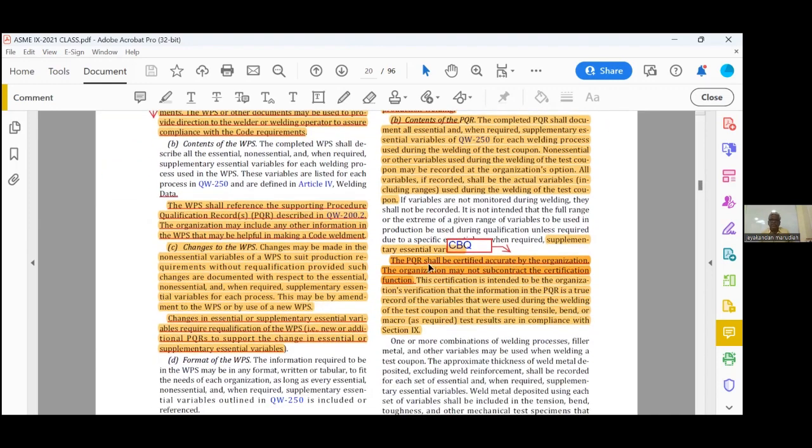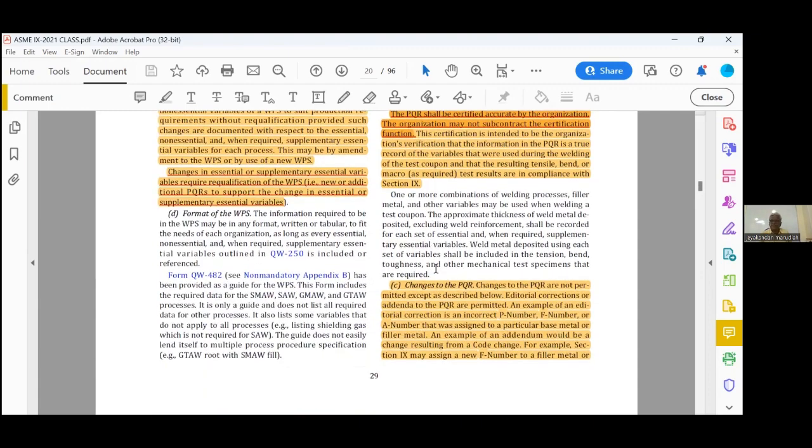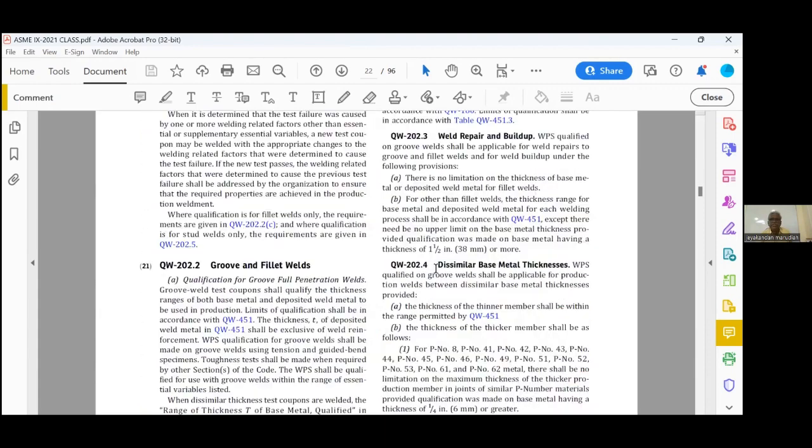And then this third paragraph, first 3 lines: the PQR shall be certified accurate by the organization. The organization may not subcontract the certification function. That is a closed book question. And page number 31.